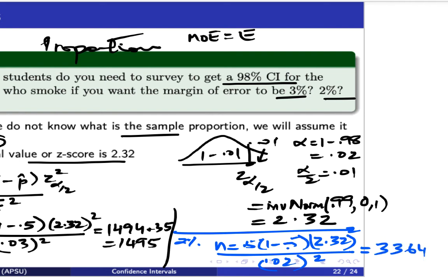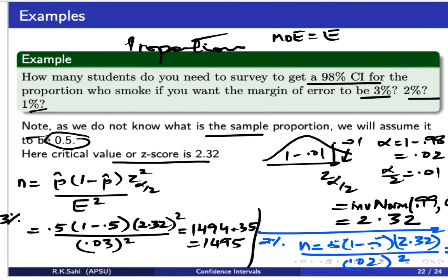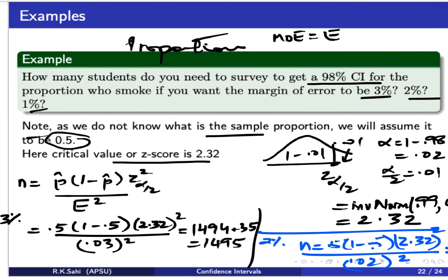Okay. Similarly, when you have 1%, here for 1%, the sample size, just plug in the numbers. It is going to be 13456. Okay. Now this was for sample proportions.